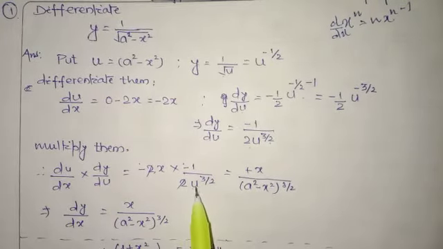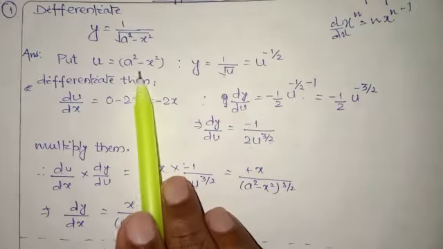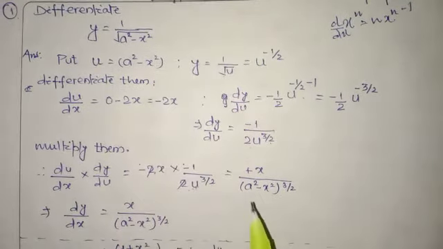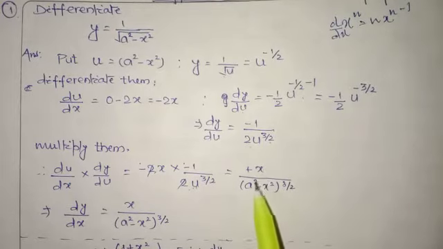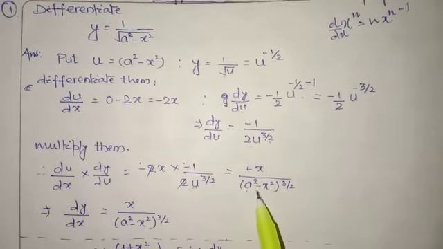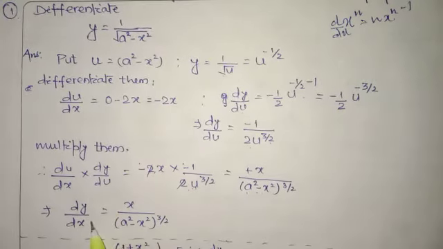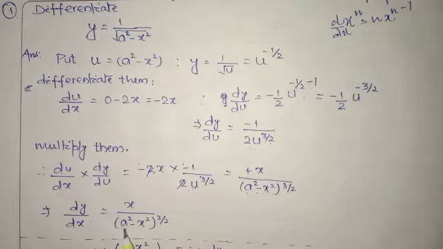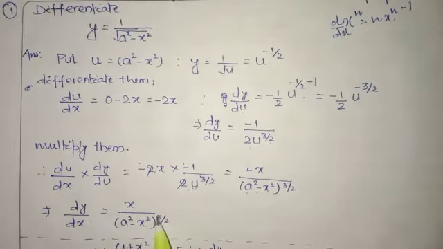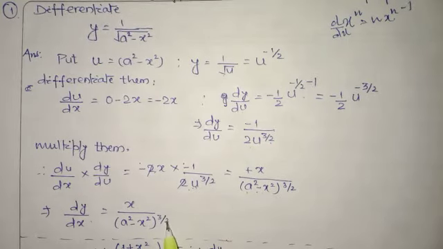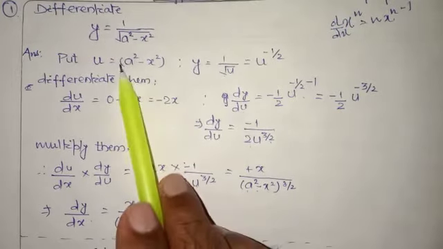Now put the value of u, which is a square minus x square. So this becomes x upon a square minus x square to the power 3 by 2. Hence dy upon dx should equal x upon a square minus x square to the power 3 by 2. So in this way we differentiate problems of this pattern.